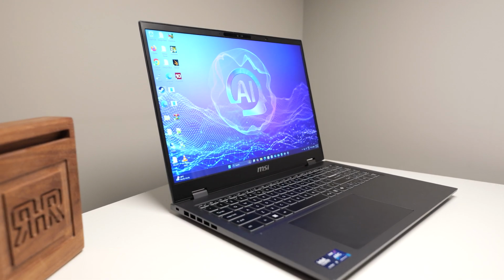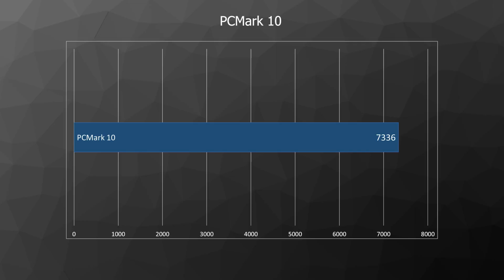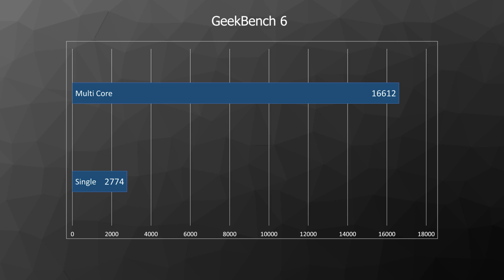So here are some of the benchmark numbers we recorded. In PCMark 10, the MSI Prestige 16 Evo scored an impressive 7,336 points, showcasing its ability to handle everyday tasks and demanding creative workflows with ease. In Geekbench 6, we recorded a strong multi-core performance with the processor scoring around 16,612 points, and a strong single-core performance as well, scoring around 2,774 points. So this demonstrates that the system is equally adept at single-threaded tasks.